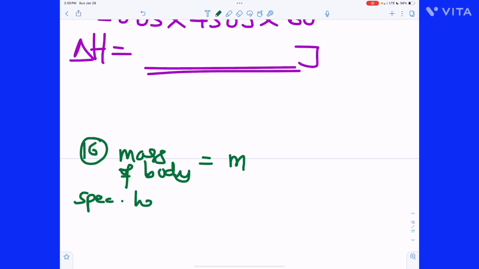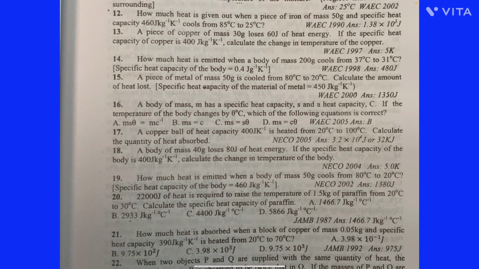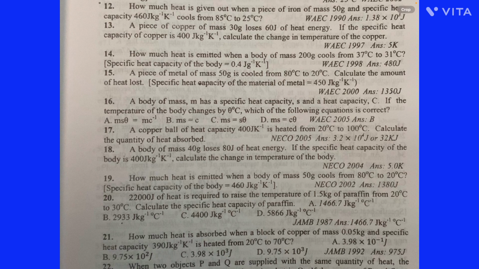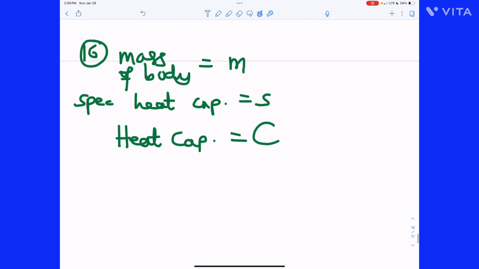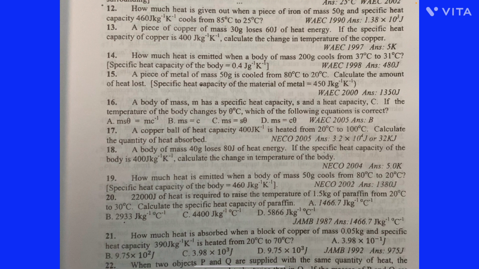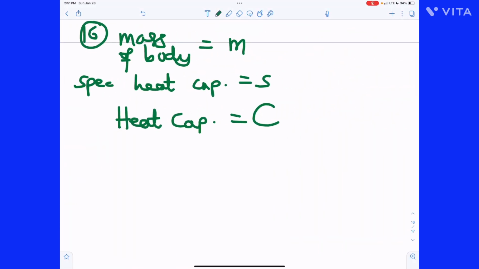The specific heat capacity of the body is S, and the heat capacity of the body is big C. The question says if the temperature of the body changes by theta degrees Celsius, so the temperature change is theta.